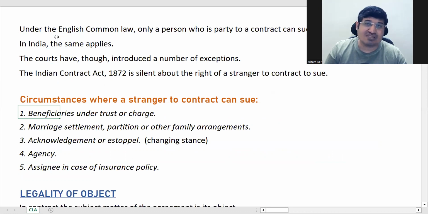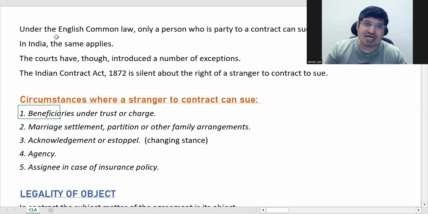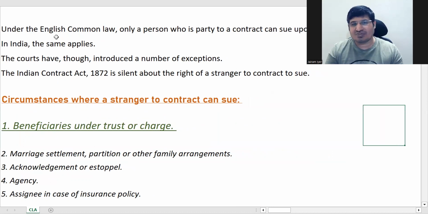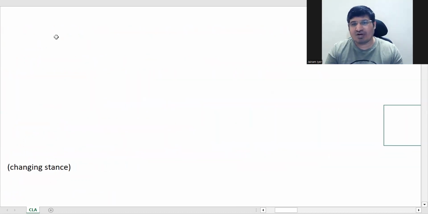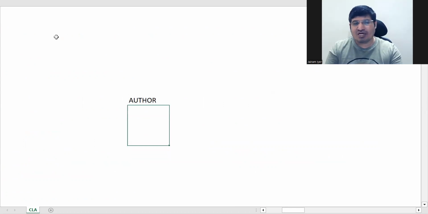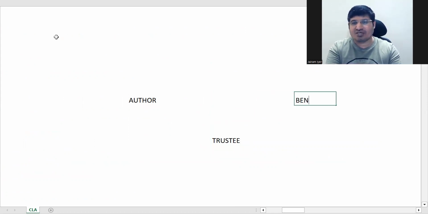Circumstances where strangers can sue. There are some circumstances in which courts have allowed a stranger to sue, and when we go through this, you will understand why it had to be given. First, beneficiaries under a trust or charge. When there is a trust, normally you have an author of the trust. One person has created a trust, called the author. He appoints some trustees to take care of that property. And this property is taken care of for some beneficiary.